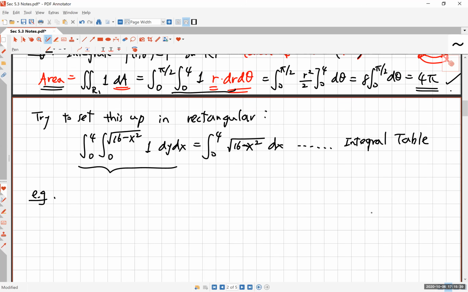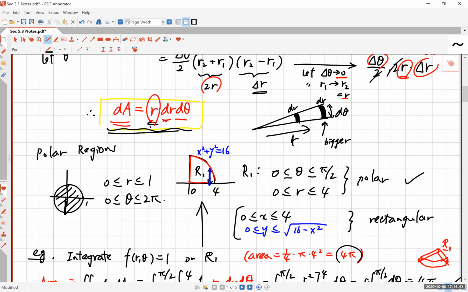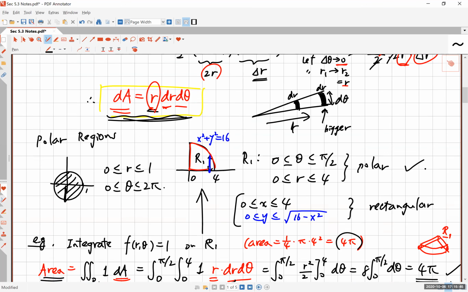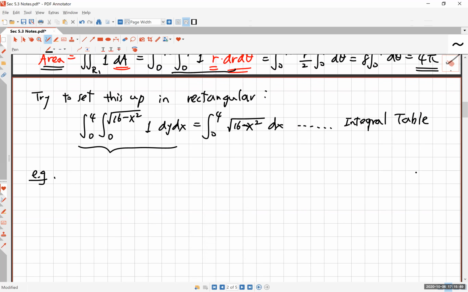I want you to find, and by the way, this is the only theoretical part of this we're going to do. So after this, I will do several more problems in polar, just so you can get used to double integrals in polar coordinates, all right?